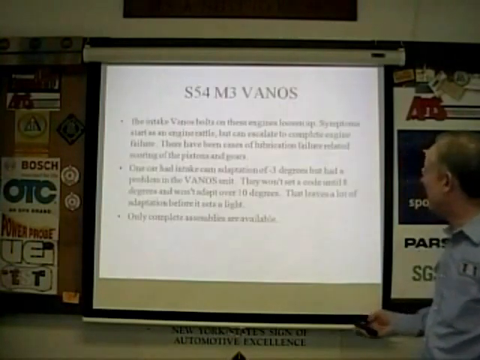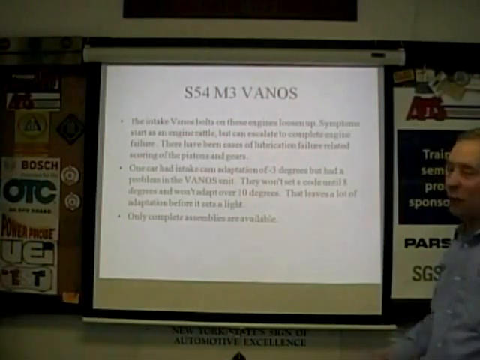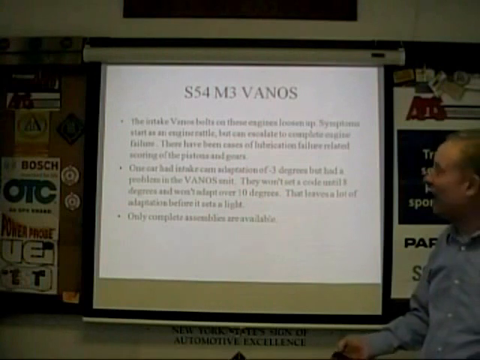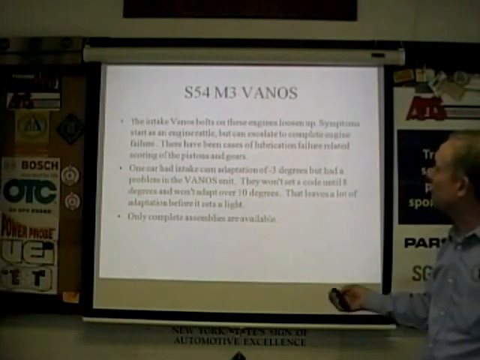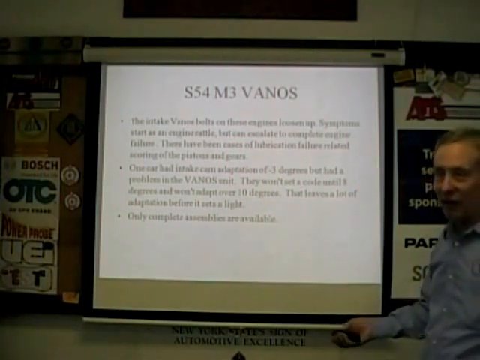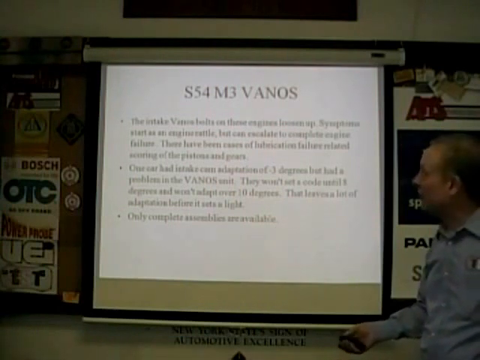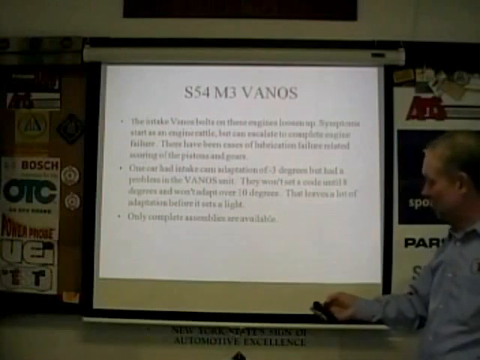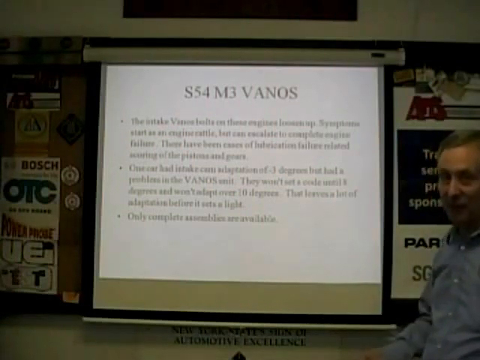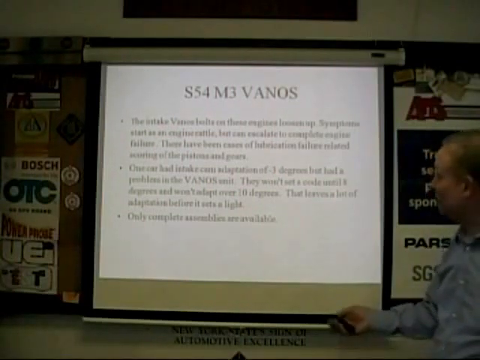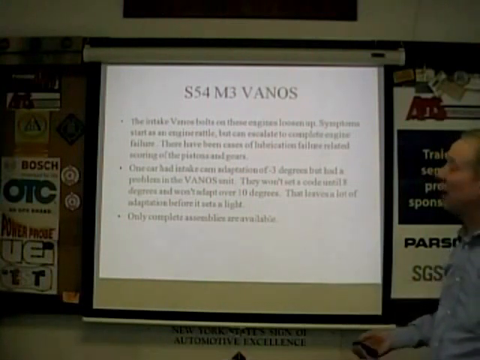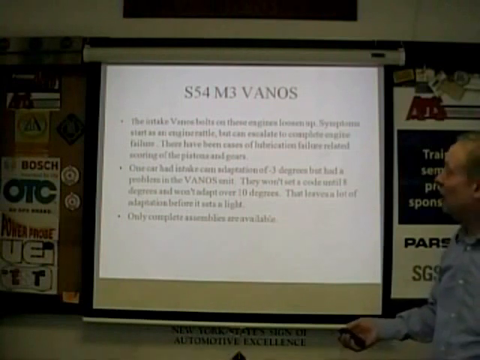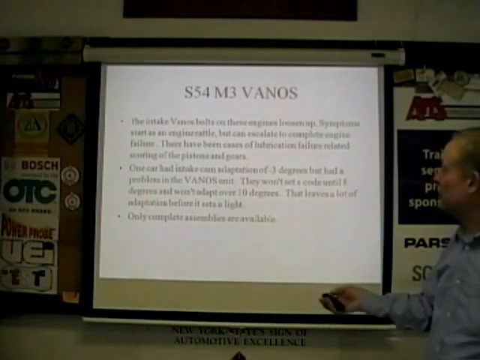Okay. S54, the S engines in BMW were sport motors as opposed to M or N engines, which are regular motors. S motors operate under much higher pressure. They're very high powered. This particular engine is a 333 horsepower engine, a 3.2 liter 6-cylinder, putting out a lot of horses and a lot of torque. And it operates at like 1,400 pounds of pressure in the Vanos.